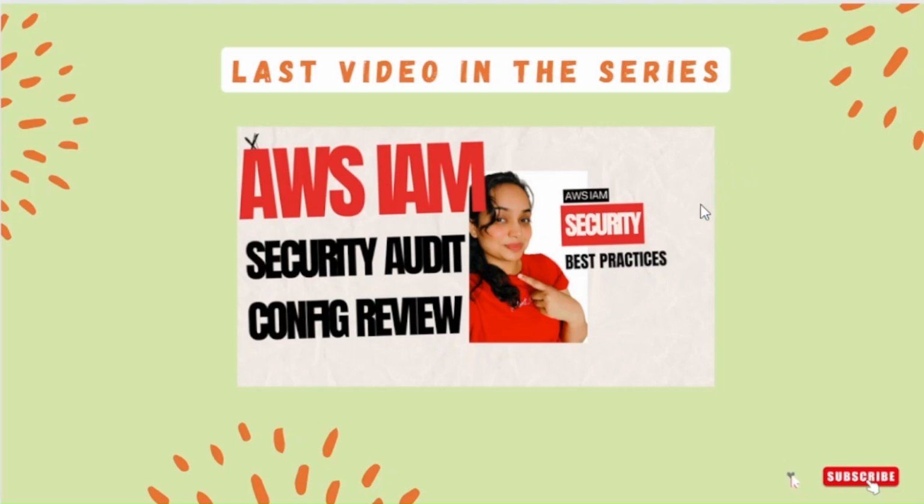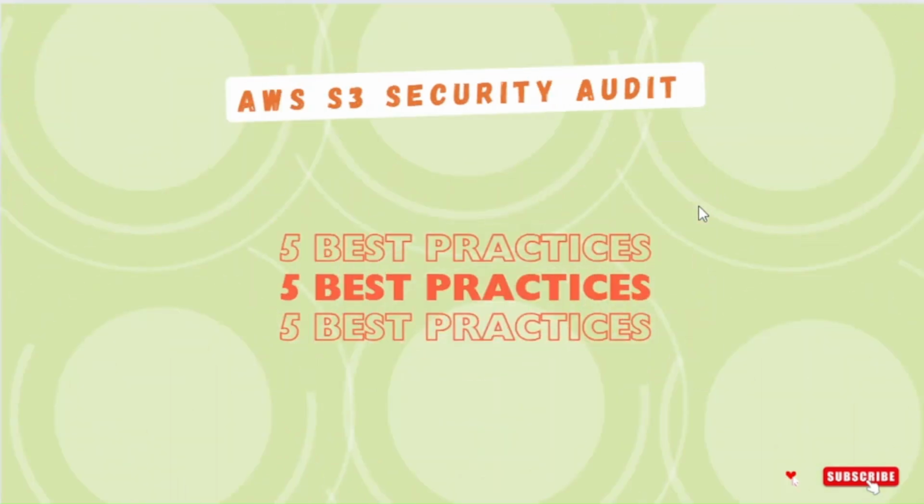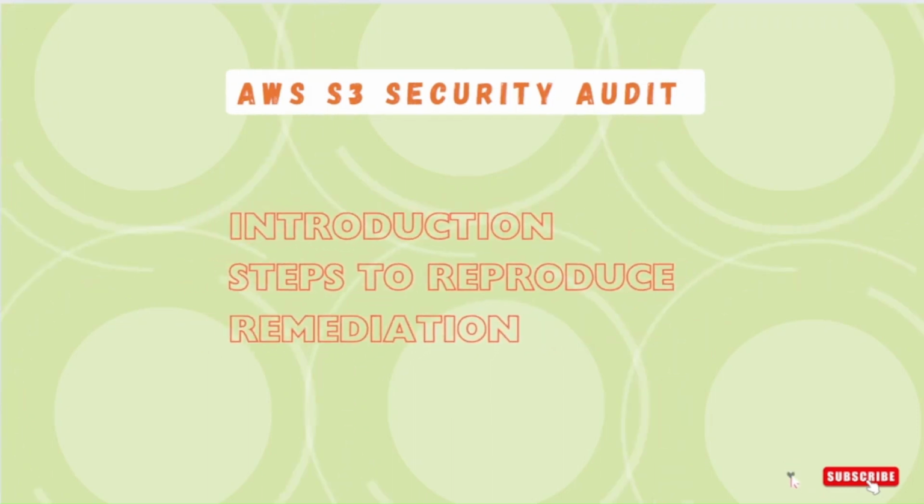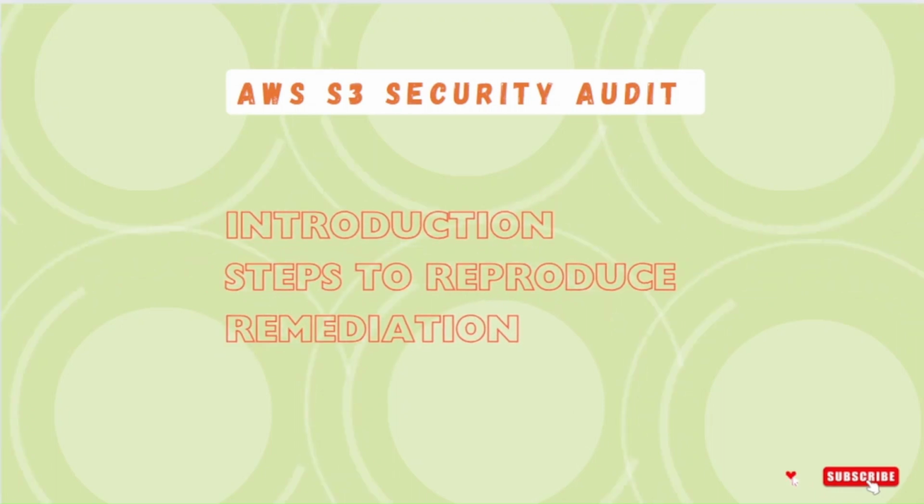Now moving on to today's video. It is about AWS S3 security audit, and I'll be sharing 5 best practices on how you can safeguard your S3 service in your AWS environment. All the 5 security best practices will include their introduction. Along with that, I'll share the steps to audit each test case, and then I'll move on to the mitigation of the misconfigurations. So let's dive right in.